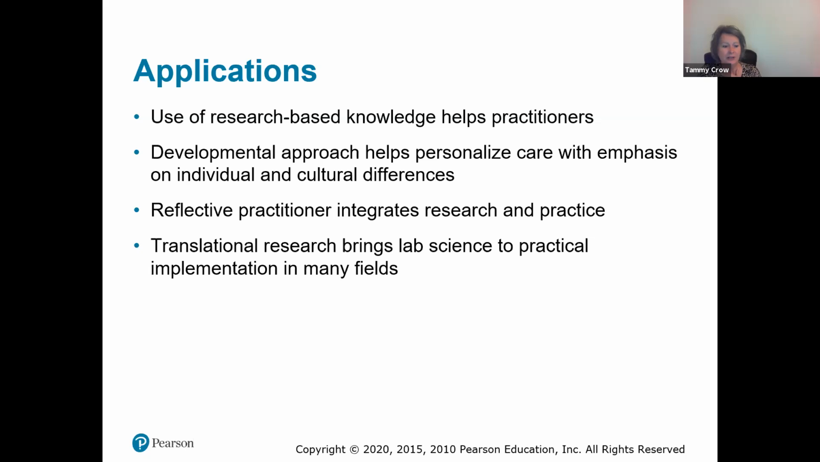Developmentally sensitive research can identify periods within the lifespan and intra-individual variables that allow opportunities for interventions which will have maximum impact. So knowing these things can allow you to have more impact than if you're just trying to make it without any kind of scientific research behind you. And it also leads to more personalized care because it emphasizes both the individual and the cultural differences.